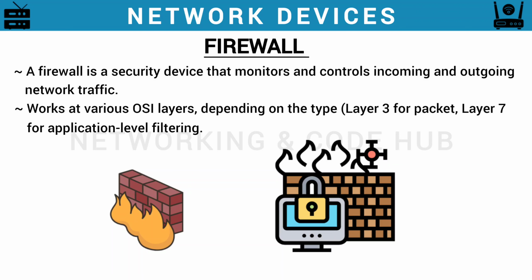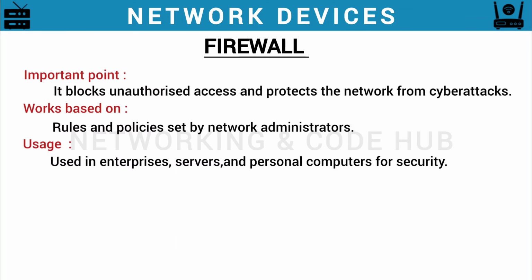A firewall can work at multiple layers of the OSI model. It mainly operates at layer 3 to filter data by IP addresses. But advanced firewalls can also check data at layer 7 to block harmful websites and apps. What does a firewall do? A firewall is a security system that protects your network from hackers, viruses and cyber threats. It acts as a gatekeeper, deciding what data is safe to enter and what should be blocked. This is all about firewalls.